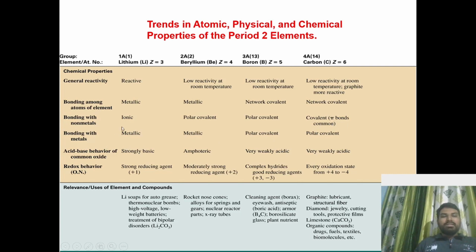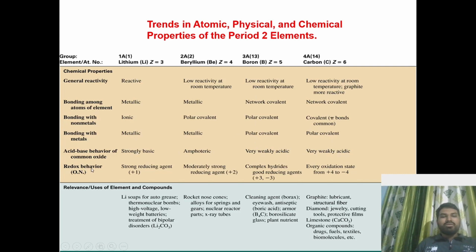Bonding with metals: lithium forms a metallic bond, beryllium is also metallic, boron forms polar covalent bonds, and carbon forms polar covalent bonds. Acid-base behavior of common oxides: lithium oxide is strongly basic, beryllium oxide is amphoteric, boron oxide is very weakly acidic, and carbon oxide is very weakly acidic.